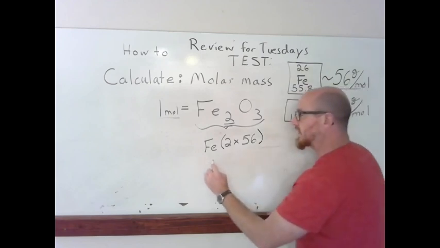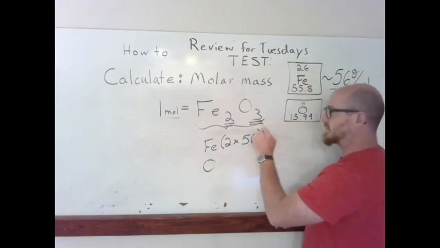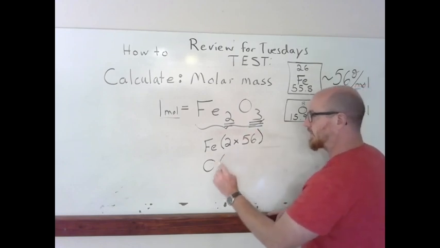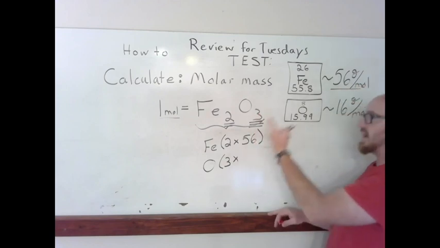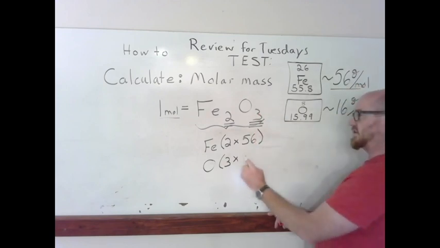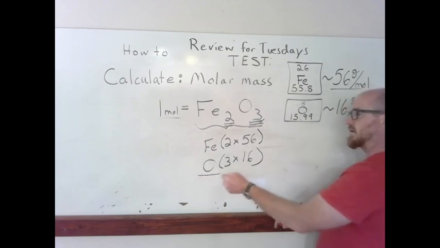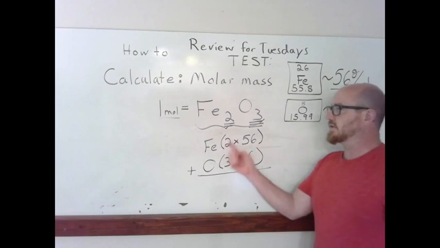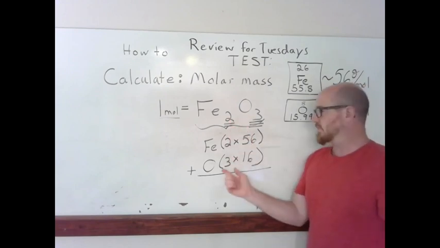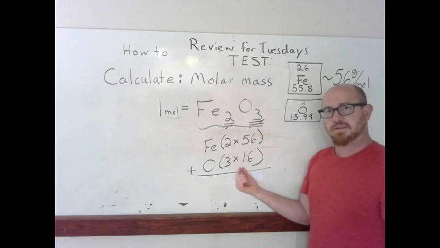Then I'm going to take oxygen. Oxygen, there are 3 atoms of it. So I'm going to say that oxygen is 3 atoms of it, times the molar mass of it, which is 16 grams per mole. What I'm going to do now is simply add these up. I have the 2 atoms of iron, the 3 atoms of oxygen, multiplying each by their molar mass to give us an answer.